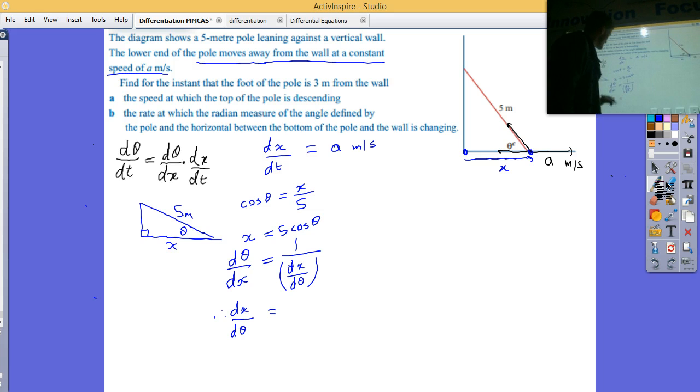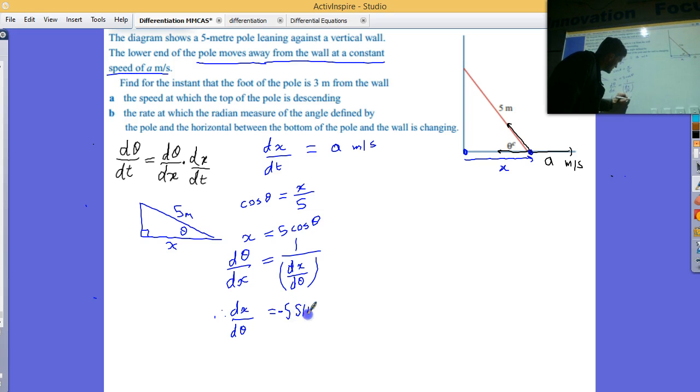So I'm going to have 5 times the minus sine of θ. Now, that means dθ/dx is 1 on that.